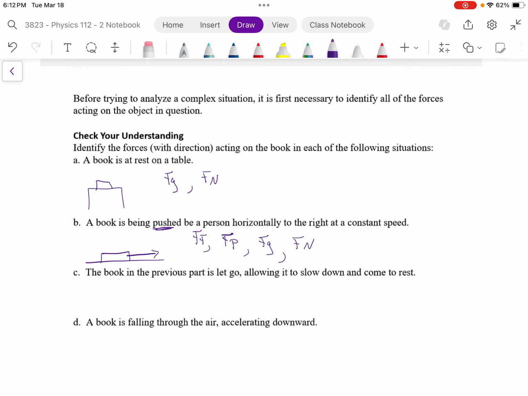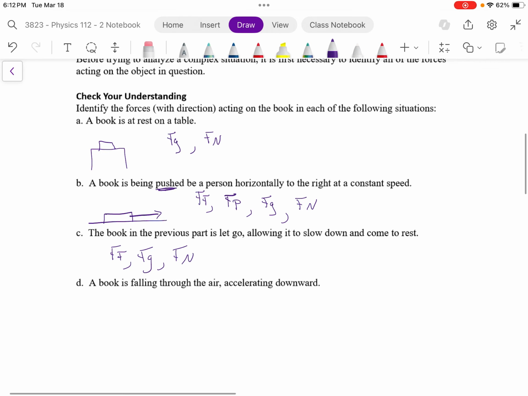If we look at the book in the previous question, now we've let the book go. Once we no longer have our hand on the book, there is no longer an applied force. We will still have friction because the book is still moving and coming to a stop. We will still have gravity, and we will still have the normal force, but there will no longer be an applied force. Now let's look at a book that is falling through the air and accelerating downwards.